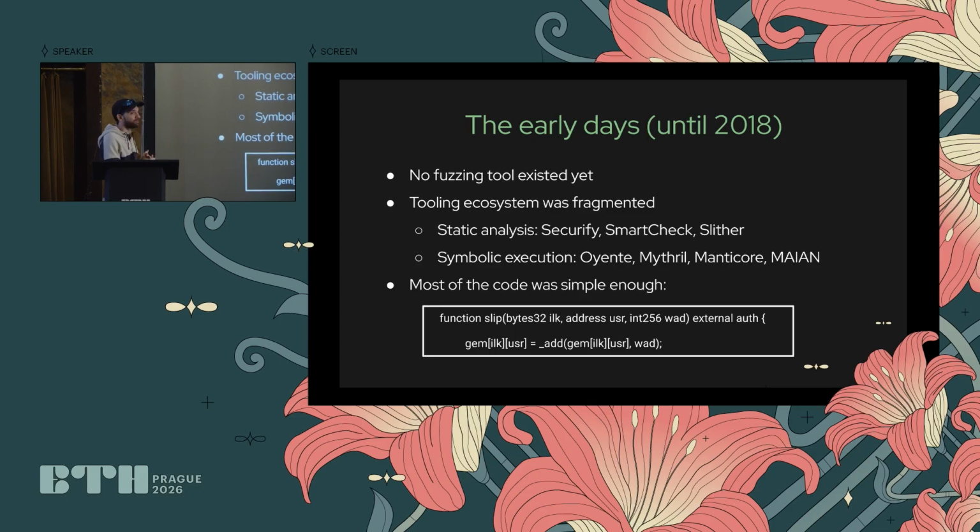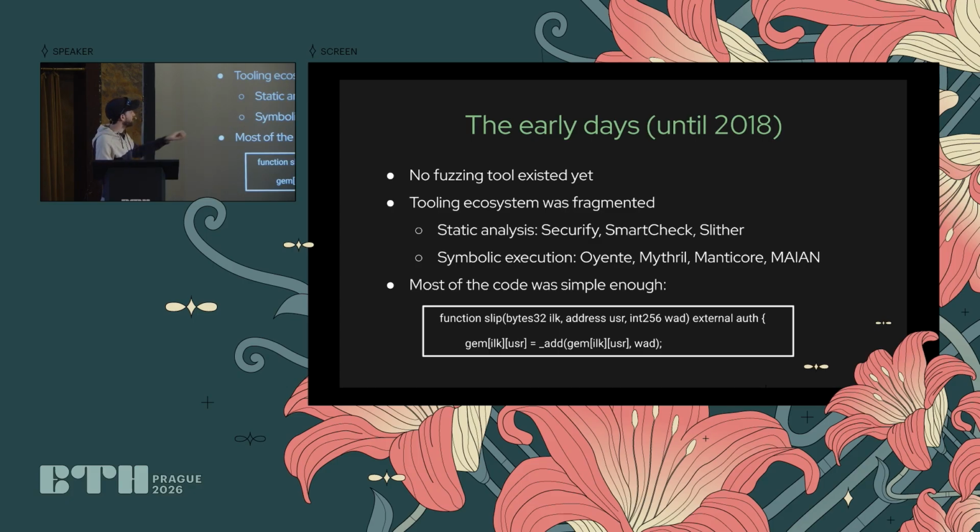The tooling ecosystem was fragmented. We had mostly static tools. You can see some of them, Securify, SmartCheck, Slither, and symbolic execution tools. I put some of them, Oyente, Mythril, Manticore, Mayhem. And it was interesting that the security researchers, the people doing the tools, they didn't focus on creating fuzzing tools up to 2018.